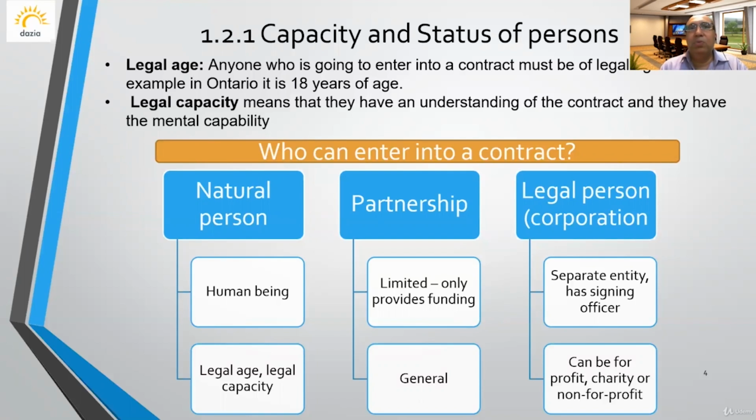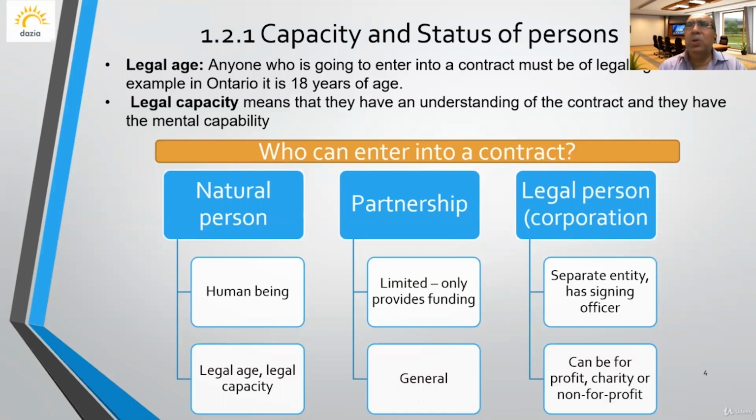The general partner is working in the company and also providing funding and other resources. So they can enter into an insurance contract. Remember, there are buy-sell agreements where partners can also act between each other, and in that way they can get insurance, crisscross insurance, as a partner.